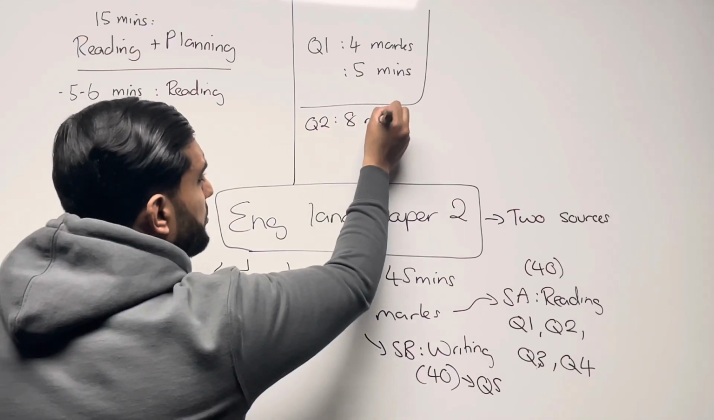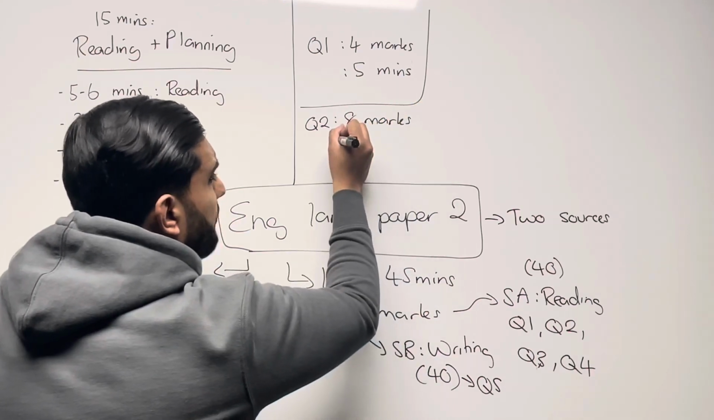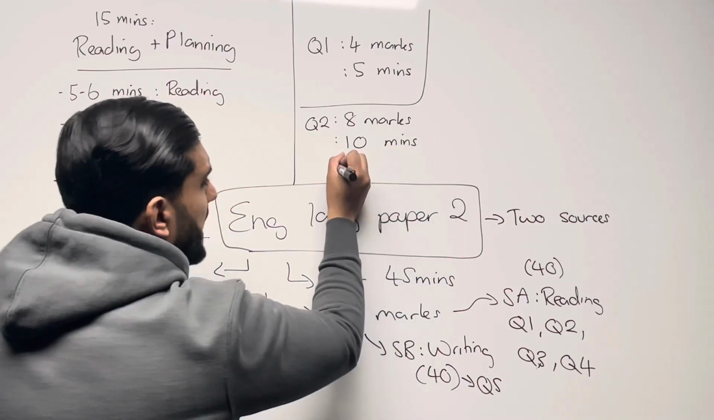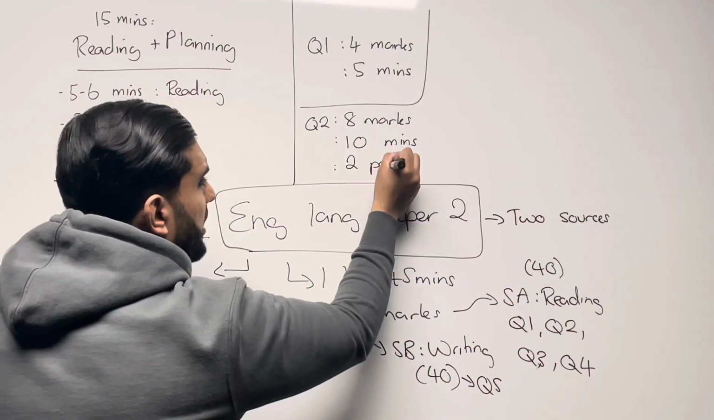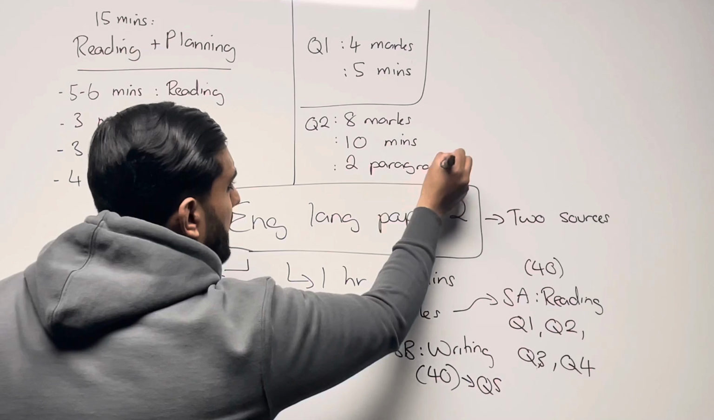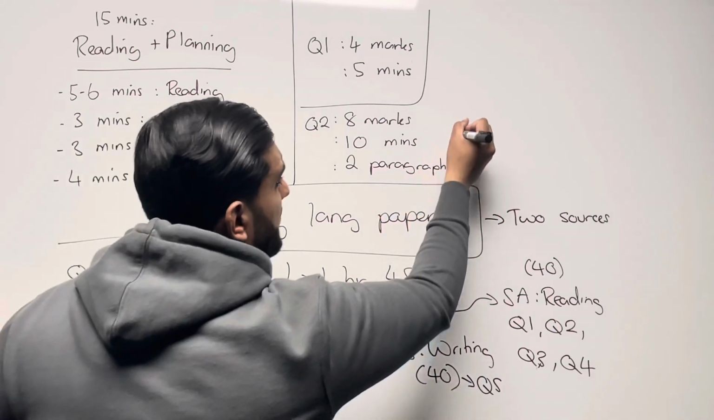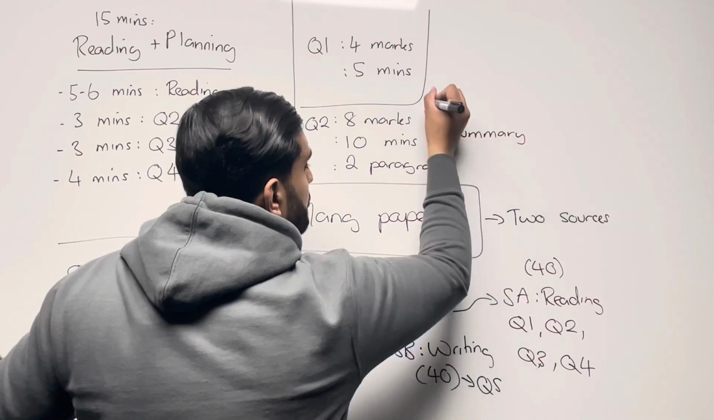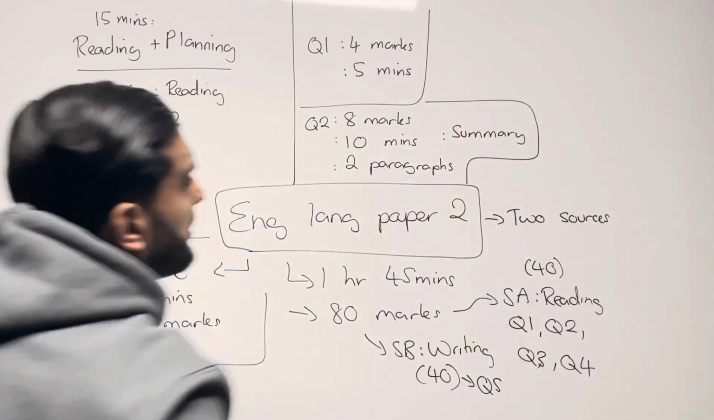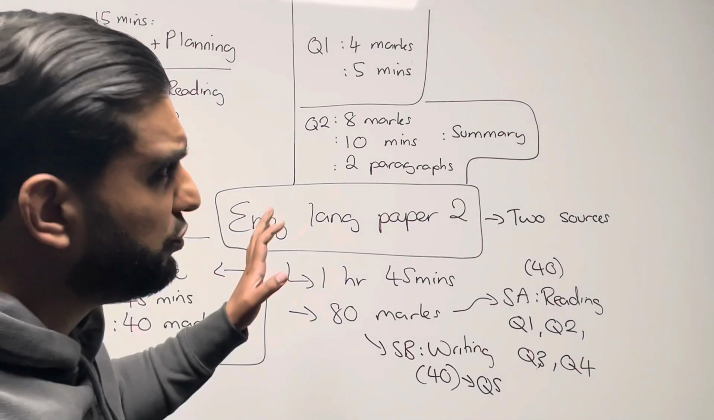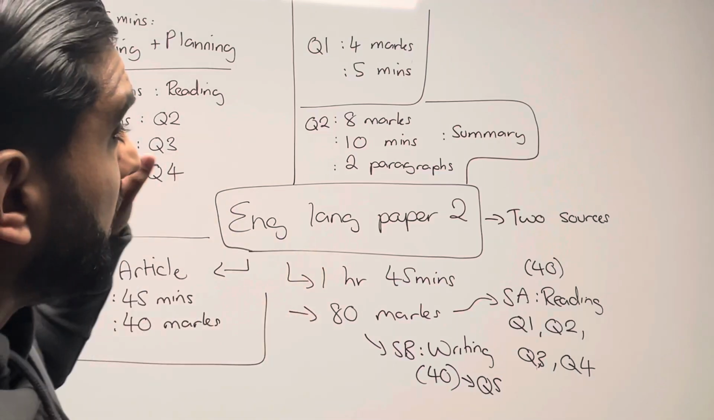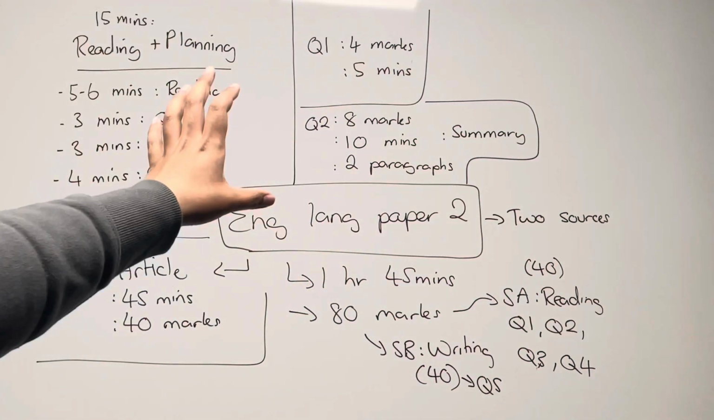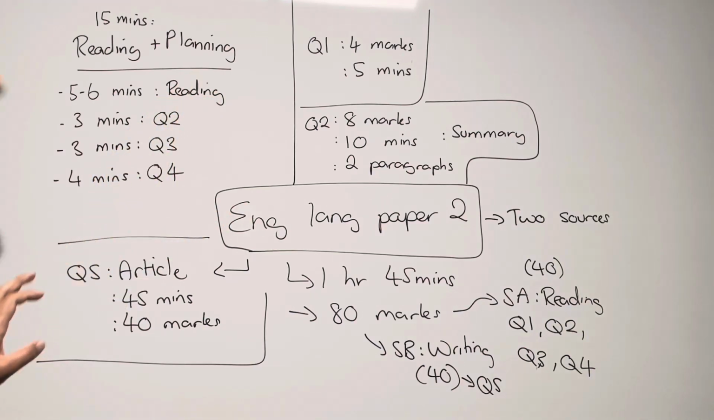Then guys, we move on to question number 2. Question number 2 is worth 8 marks. And for 8 marks, we are looking to spend 10 minutes. And in 10 minutes, guys, we are aiming to write 2 paragraphs. Now, what is this question looking at, guys? Question number 2, as you all should know, is asking us to write a summary. Now, obviously, we planned it already. So this is our writing time that I am referring to.